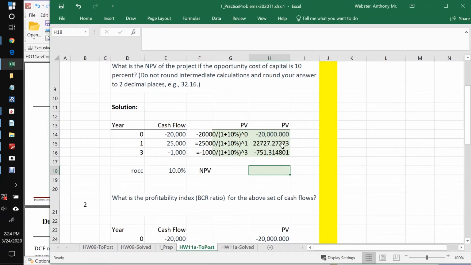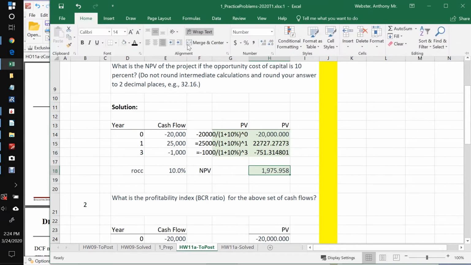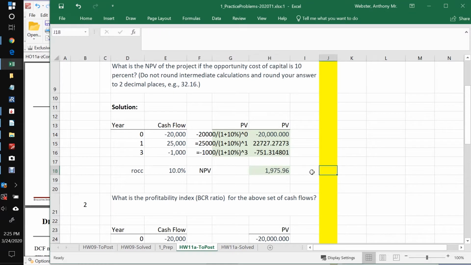Okay, so let's go down here and sum these up. And what I get for that is 1,975.96, that would be to 2 decimal places, right? Because I'd want to bring that in by 1 decimal place to get 2 decimal places, and that would give me 2. Okay, great. So far, so good.